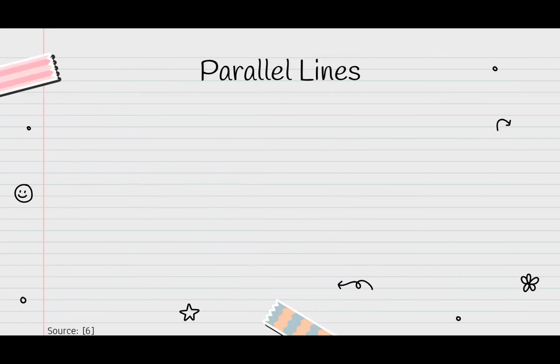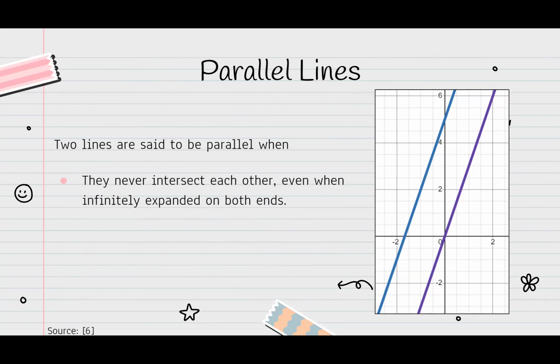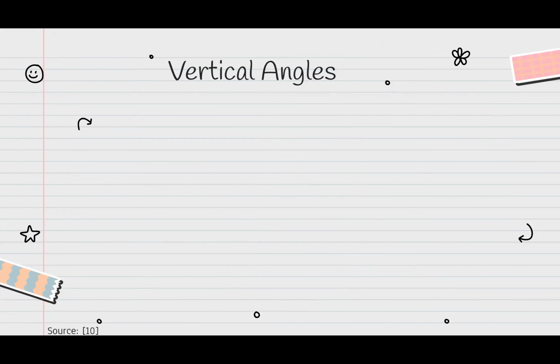All right, so before we get into the proof of Menelaus' theorem, there are some important concepts and ideas that we need to discuss that are going to be utilized in the proof. One of those is parallel lines. Two lines are said to be parallel when they never intersect each other, even when these lines are infinitely expanded on both ends. Another important idea is that of vertical angles.